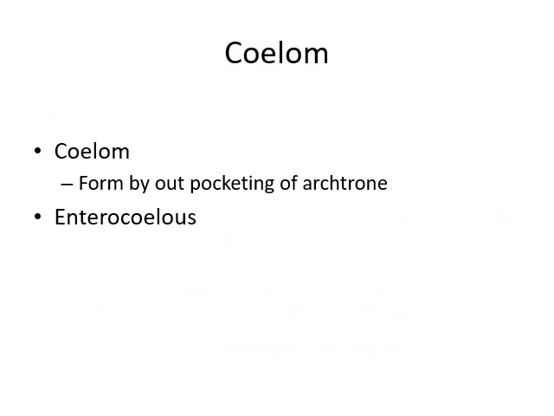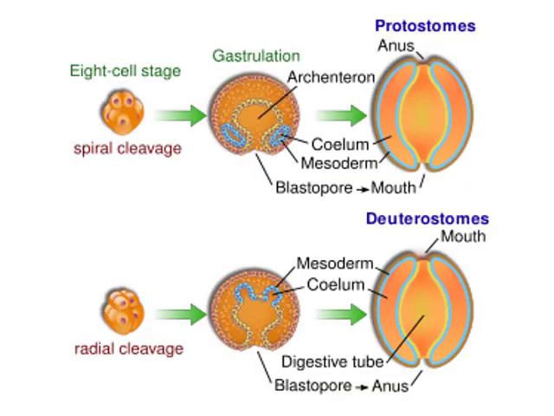Then coelom. Coelom is formed by the outpocketing of the archenteron and it is enterocoelous. Here is a diagram. Radial cleavage. First we discussed protostomes, and then radial cleavage. Radial cleavage forms the embryo, and then this embryo will convert into the gastrula.